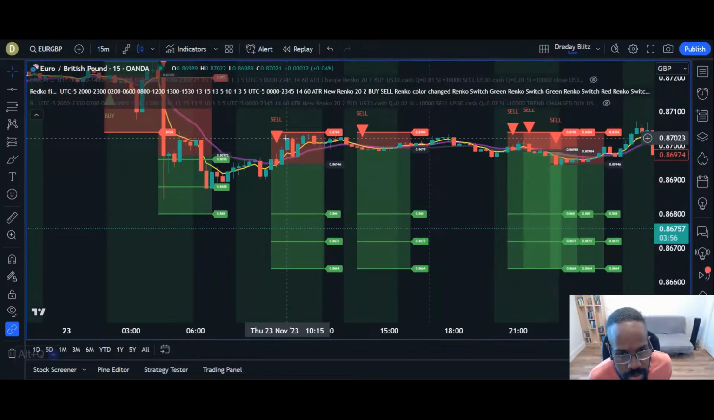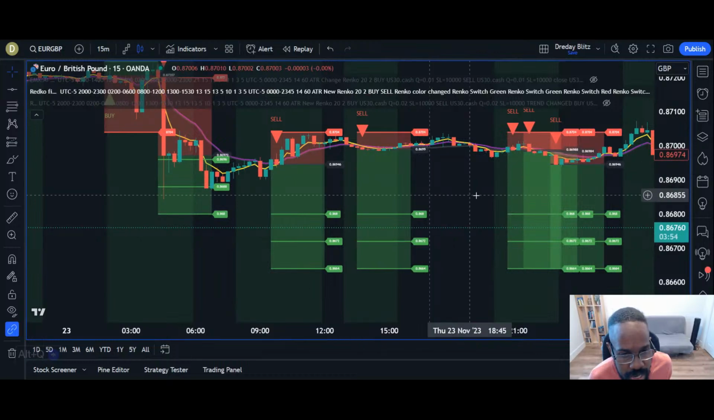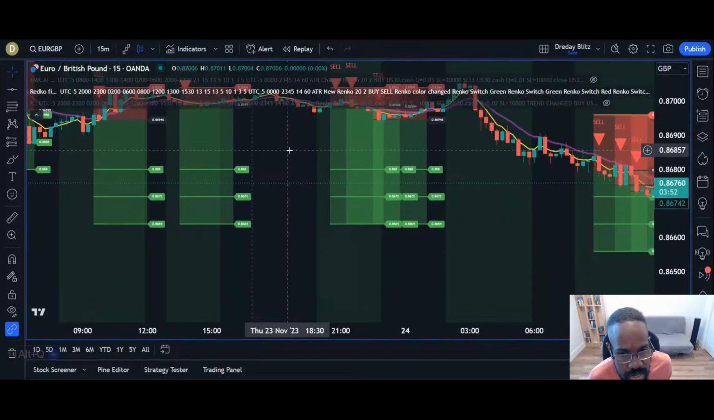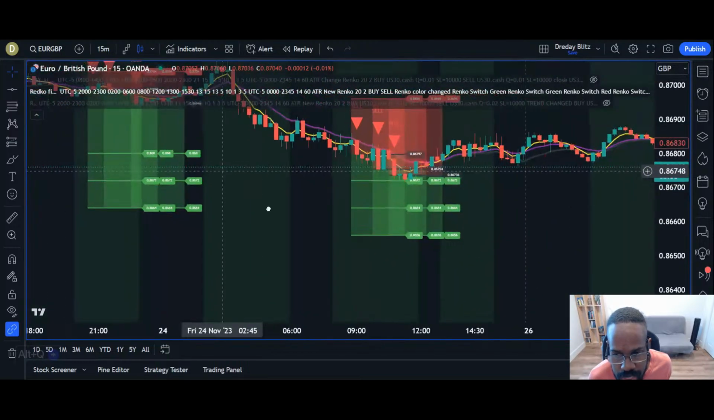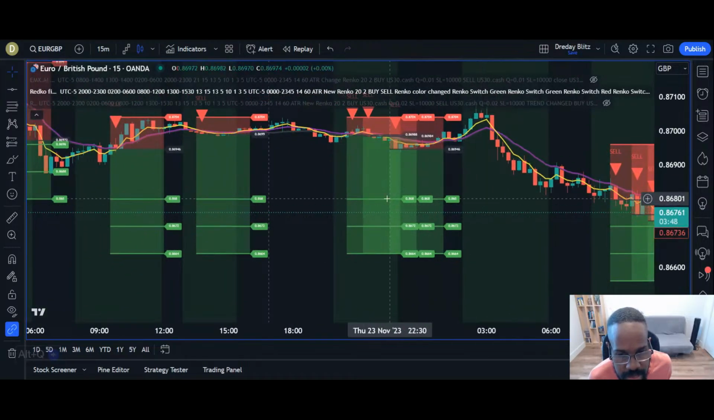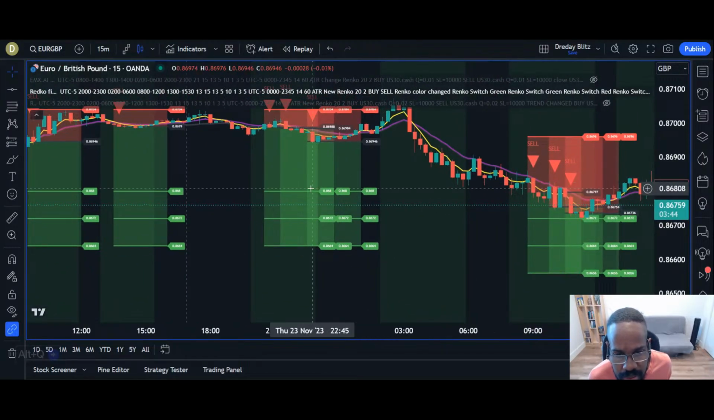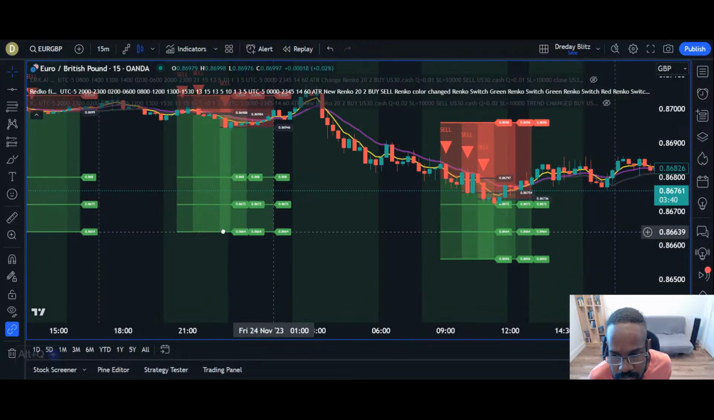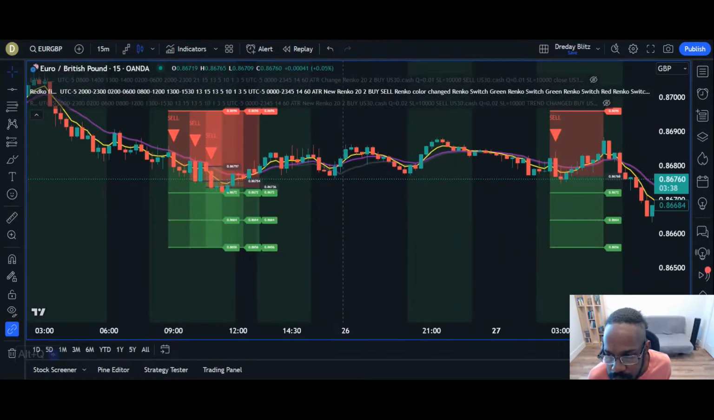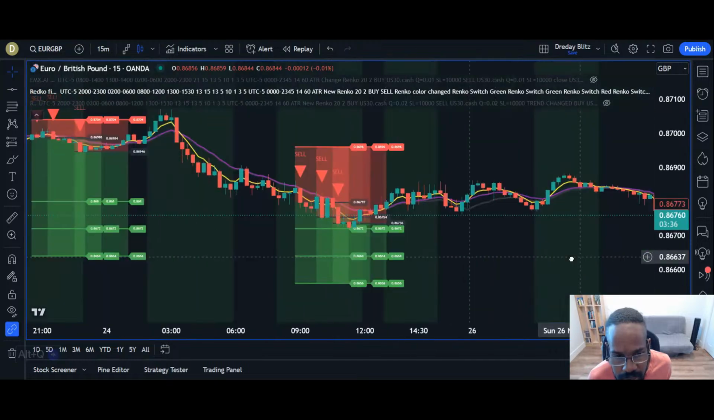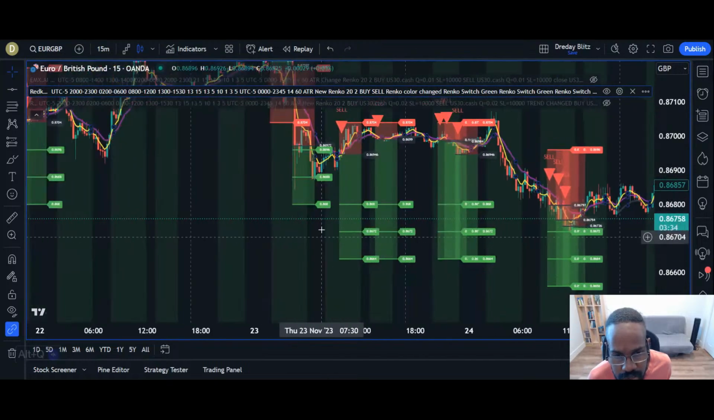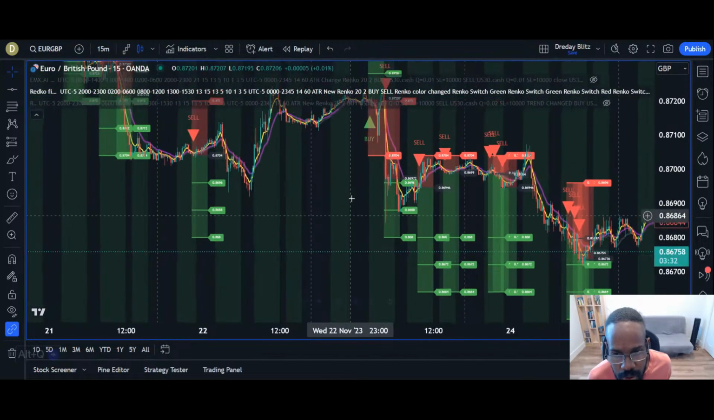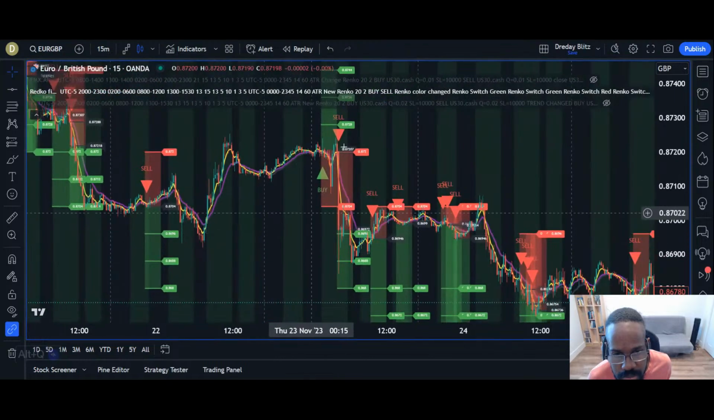So regardless if you were in those trades, if this is the first TP, the second TP is here, you touch the second TP, the third one is here, and it went to the third TP right here. Okay, so all of those trades here were all profitable starting here.